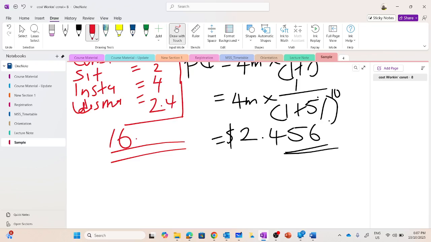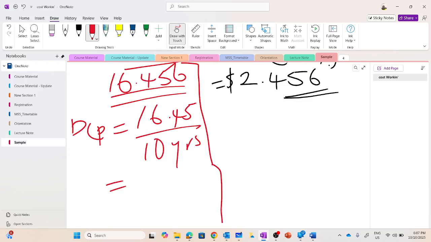So now we are going to calculate the depreciation. For now, let's keep it simple. We are going to look at the concept of depreciation separately. So depreciation equals the cost, 16.456, divided by the number of years, which is 10 years. So let's use our calculator. So divide by 10 years. So it gives us 1.646 to 3 decimal places.